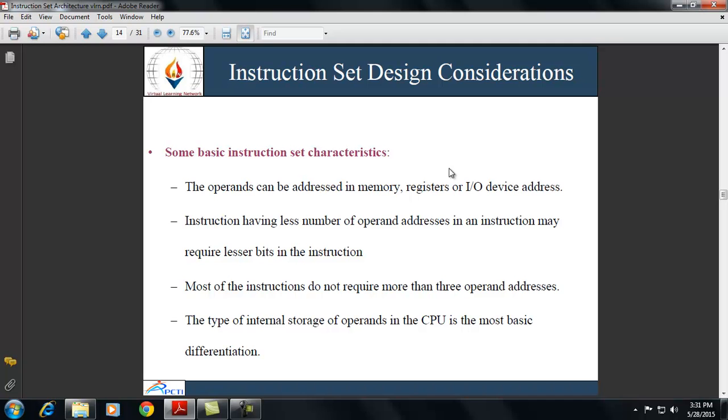Now, some basic instruction set characteristics. If we talk about the basic instruction set characteristics, then the operands can be addressed in the memory, registers and input-output device addresses. The instructions having fewer operand addresses may require fewer bits in the instruction. Most of the instructions do not require more than 3 operand addresses, and the type of internal storage of operands in the CPU is the most basic differentiation.